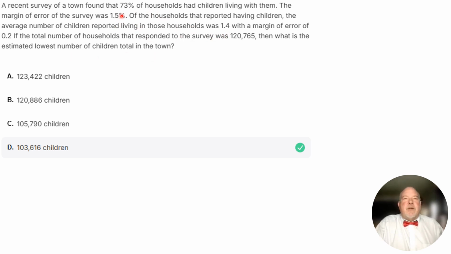So lowest number of children would give me the bottom side or the lower margin of error on all of these. So let's start with the 73%. So 73% of the houses that responded to the survey said they had children, and that was plus or minus 1.5%. And again, we want to go with the lowest number here because we're trying to find the lowest number of children possible in the town. So do 73 minus the 1.5, and that gives you 71.5%. So 71.5% of the households said they had children.